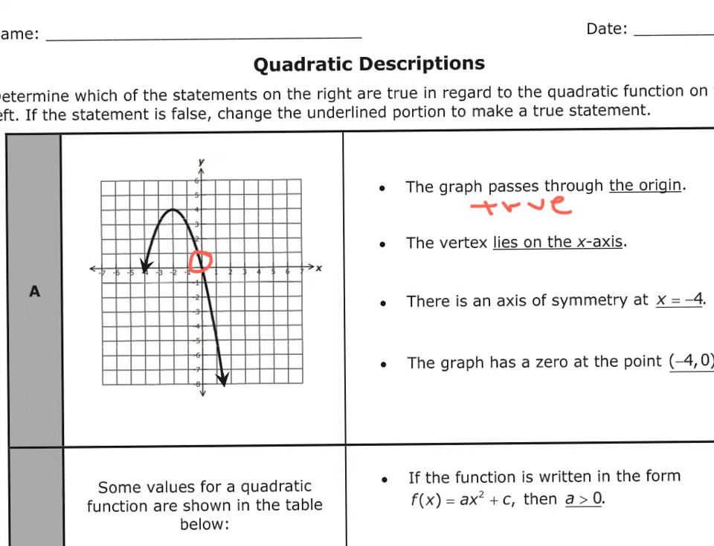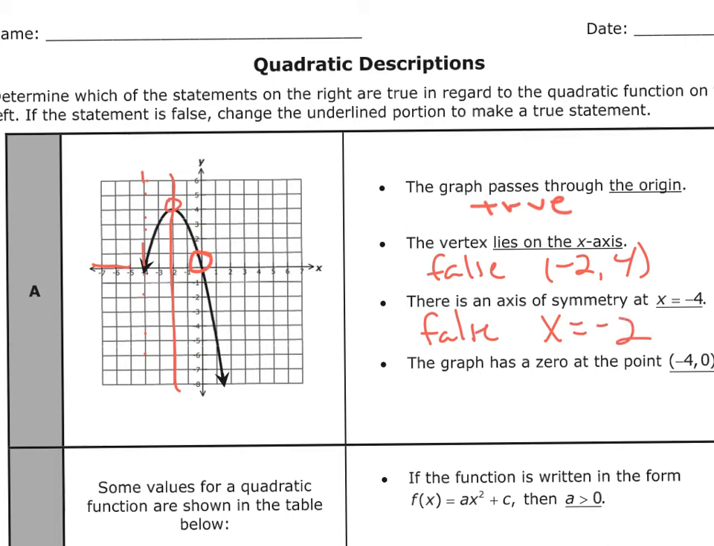Next, the second one, the vertex lies on the x-axis. Well, remember, that's the vertex. And that's the x-axis, so that is false. The vertex lies at the point -2, +4. Next, there's an axis of symmetry at x equals -4. X equals -4 would be right here, so that is also false. The axis of symmetry is right here at x equals -2.